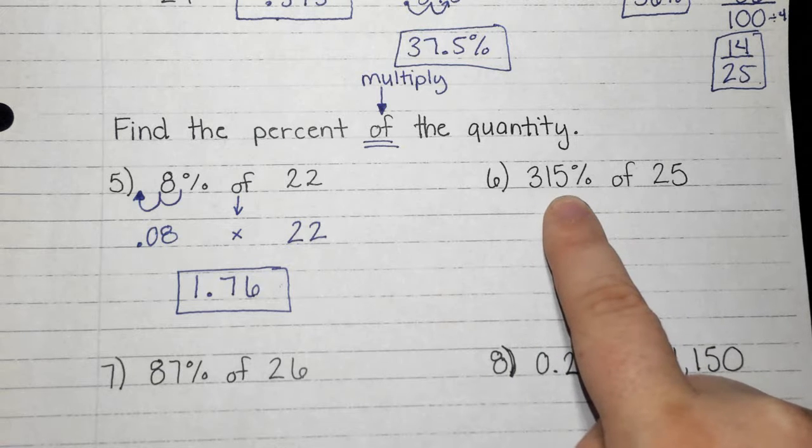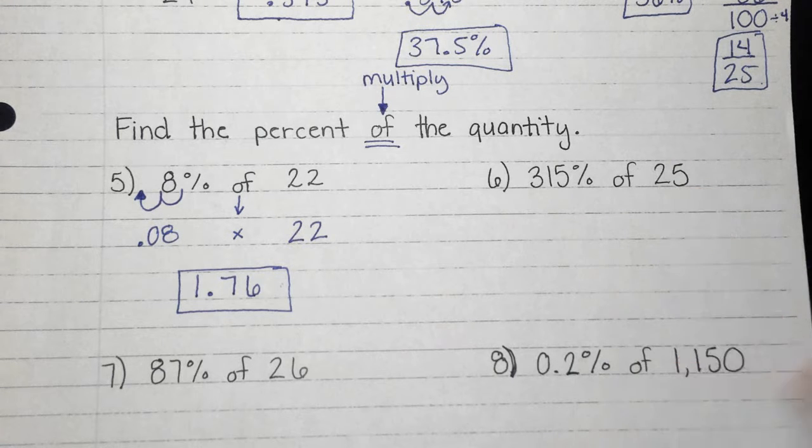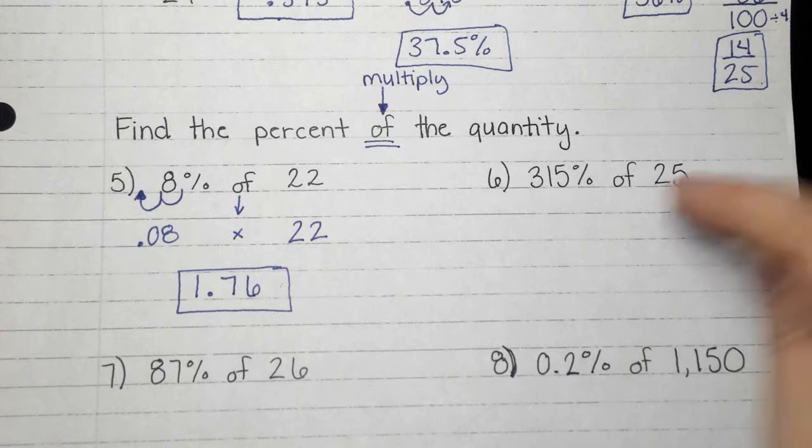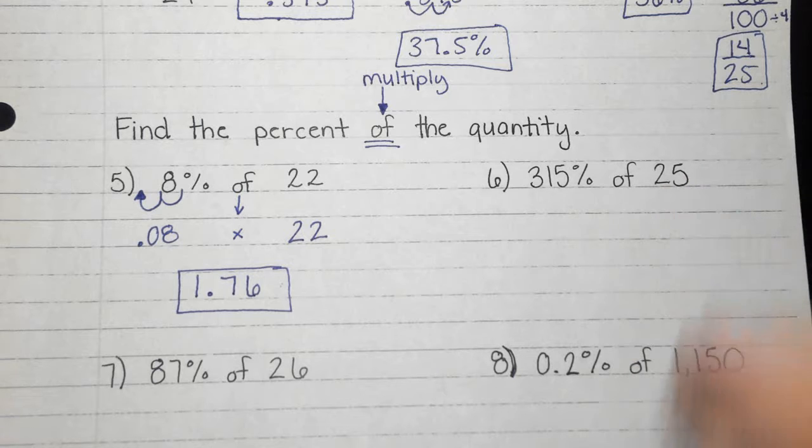315% means that I got 25 and a bunch more. If you make 105 on a test, you got 100 plus you got some more on there. So if I have 315%, am I expecting my answer to be a piece of 25 or more than 25? More than 25, yes.